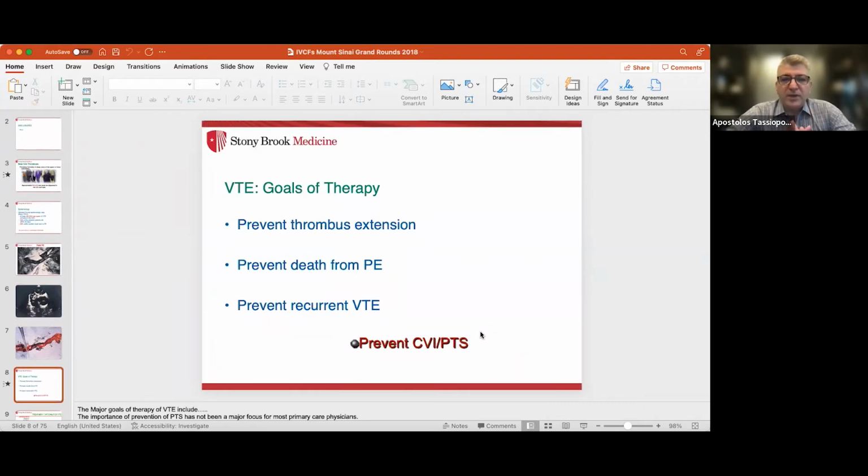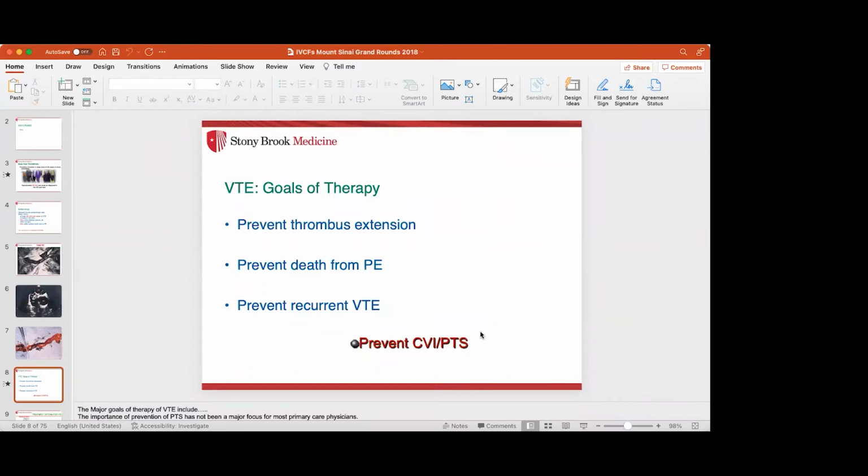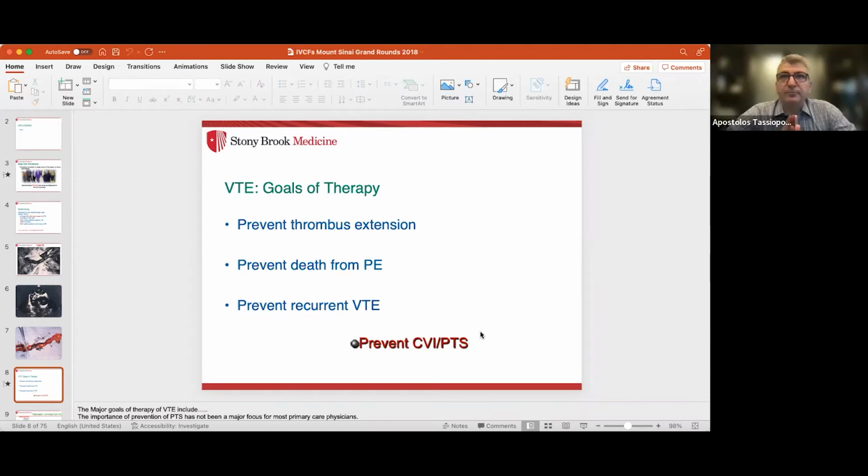So when a patient is diagnosed with a VTE, the goals of therapy are essentially to prevent thrombus extension, to prevent death from pulmonary embolism, and then to prevent recurrent venous thromboembolism, because that is associated with further deterioration, sometimes resulting in chronic venous insufficiency and post-thrombotic syndrome.